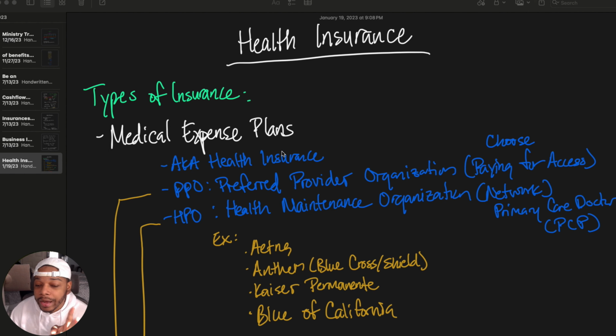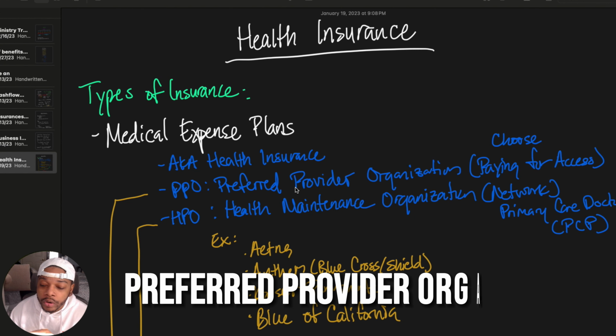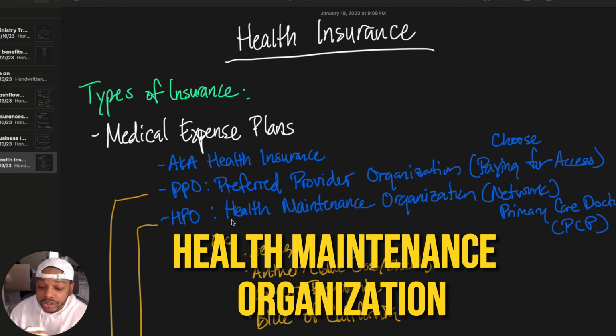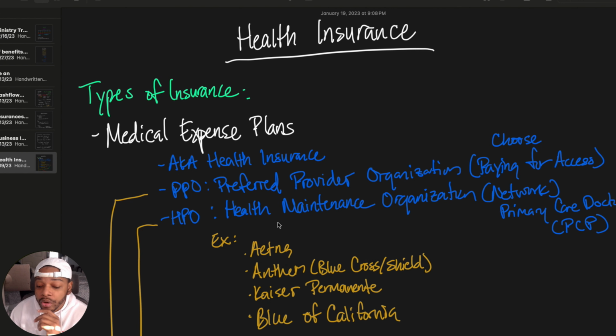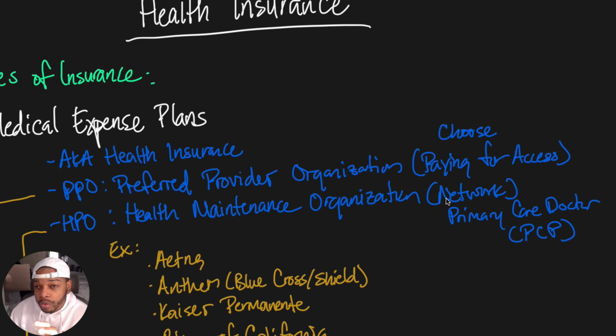But you have two types of health insurance providers, all right? You have the PPO and then you have the HMO. The PPO, or the preferred provider organization, is where you choose whatever you're paying for the access, right? And then the health maintenance organization, which is the HMO, is where you're focused more on whatever network that they have, right?